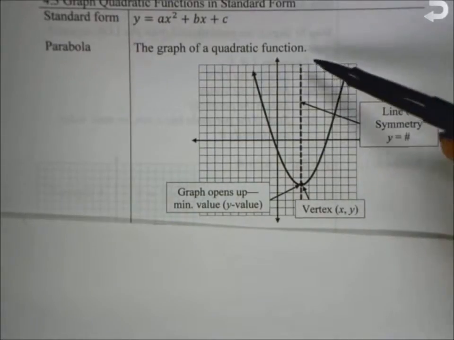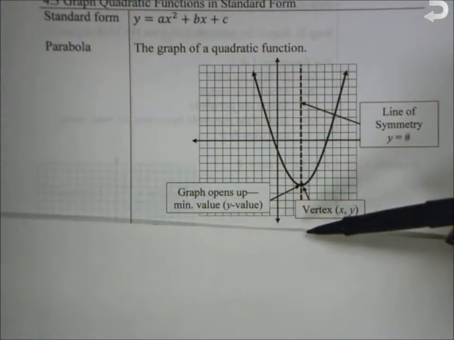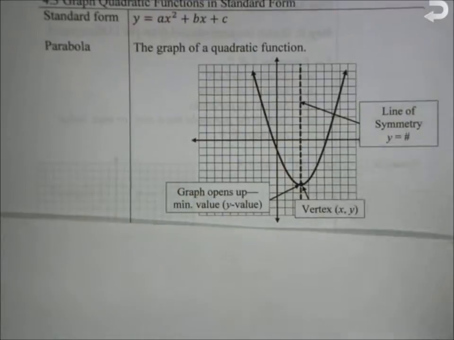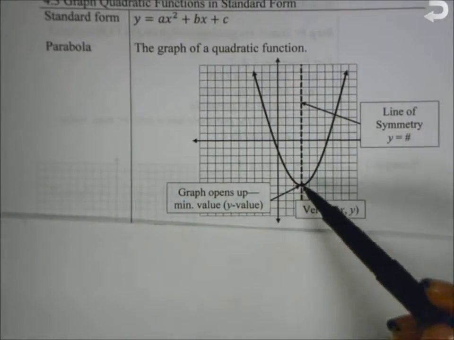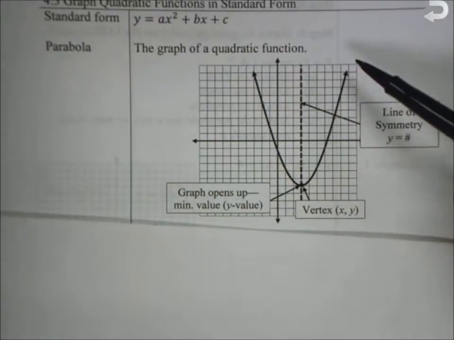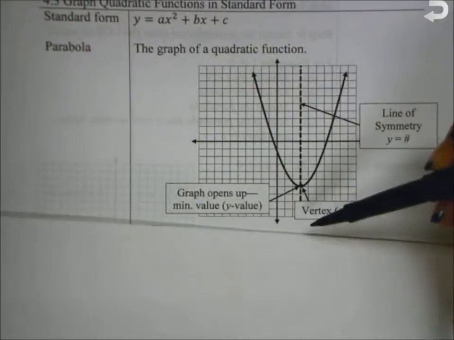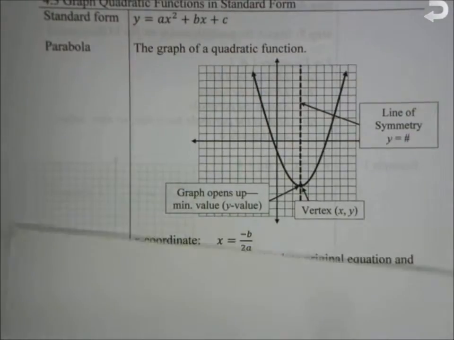We also have what's called the line of symmetry that goes straight through the vertex because the vertex is in the middle of the graph. The line of symmetry means that everything on this side is exactly the same as everything on the other side. So it's like a mirror. You could fold along the line of symmetry and we would get the exact same thing. Parabolas are symmetrical. Okay?